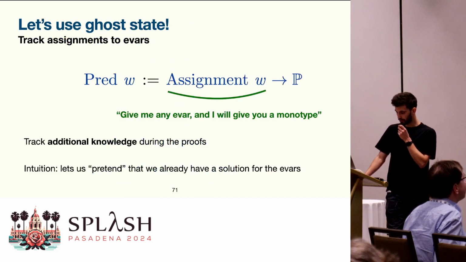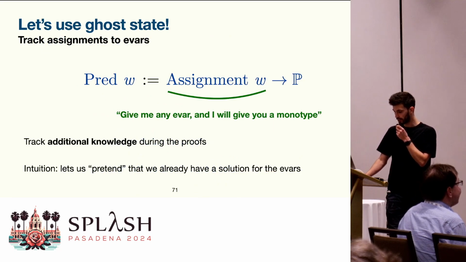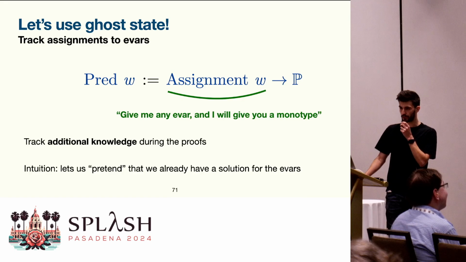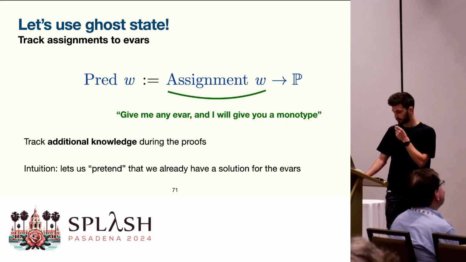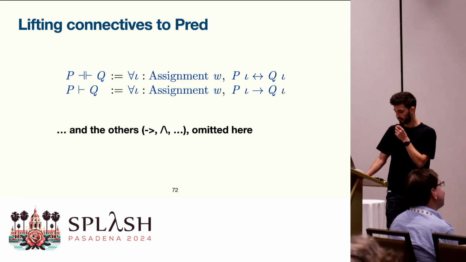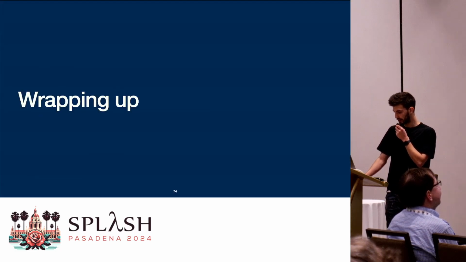Essentially, instead of using propositions in the meta logic, we now index them by assignments, which is to say a kind of ground substitution of all unification variables to monotypes. And we use this as additional knowledge in the proofs. Essentially, we can sort of pretend that we already have a solution and track that there. We lift all the logical connectives to this new assignment index, and then we can restate correctness in terms of this logic.